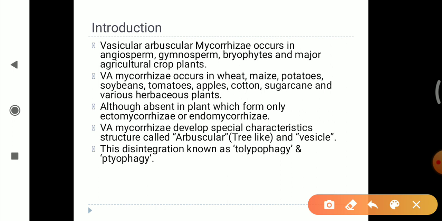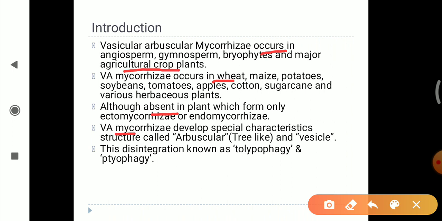First, we will see the introduction. Vesicular arbuscular mycorrhiza occurs in angiosperms, gymnosperms, and bryophytes, and is majorly found in agricultural crop plants. VA mycorrhiza occurs in wheat, maize, potato, soybean, tomatoes, apple, cotton, sugarcane, and various herbaceous plants. Although it is absent in plants which only form ectomycorrhiza or only form endomycorrhiza.